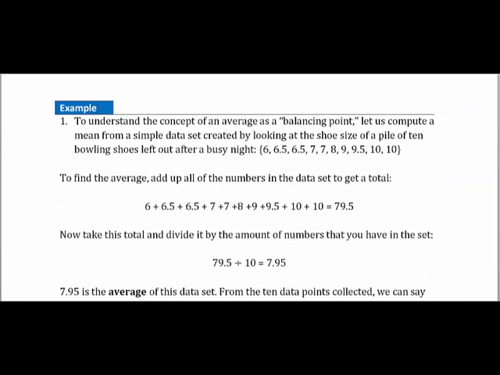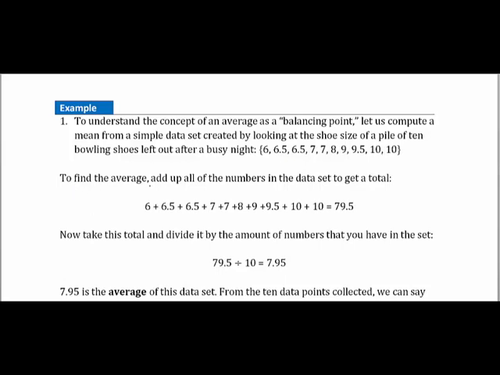Now here's an example. We're going to understand the concept of an average as a balancing point. Now we're going to compute a sample mean from a simple set of data created by looking at the shoe size of a pile of 10 bowling shoes left out after a busy night at the bowling alley. Here are their respective shoe sizes: 2 of them at 6.5, 2 of them at 7, 1 8, 1 9, 1 9.5, and 2 10s. I've arranged this in a set from lowest to highest.